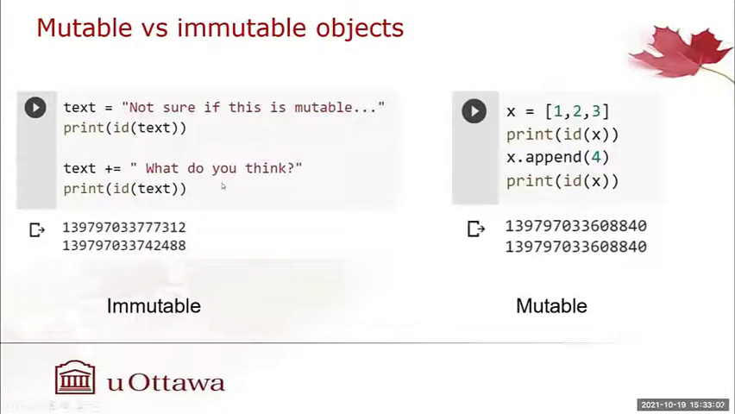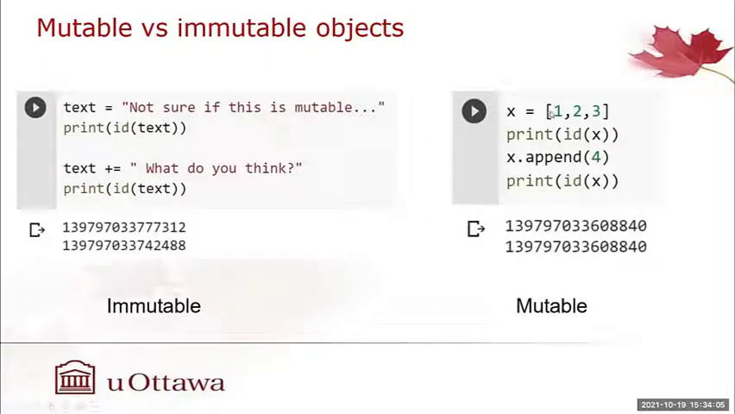So again, let's take a look at the difference between immutable and mutable objects. So I have text, "Not sure if this is immutable," and I print the ID of the text, the ID of that string. Then I did a concatenation where the text will be equal to whatever I had before plus what do you think? If I take a look at the memory location, it's going to be different, because text will no longer point to the memory location that contains the previous value of the string. It's going to point to the memory location that has both of them: "Not sure if this is immutable" plus what do you think?